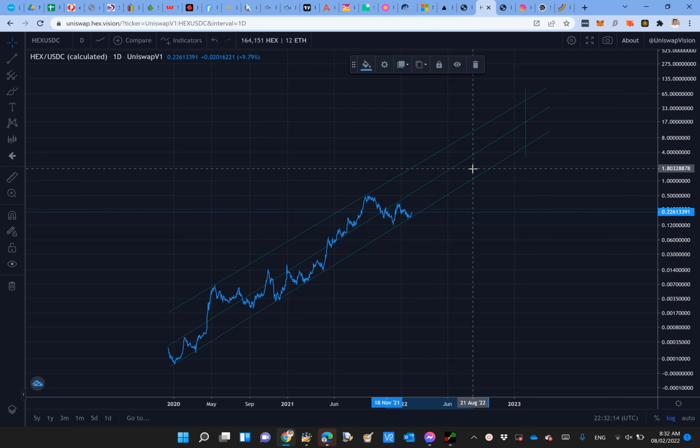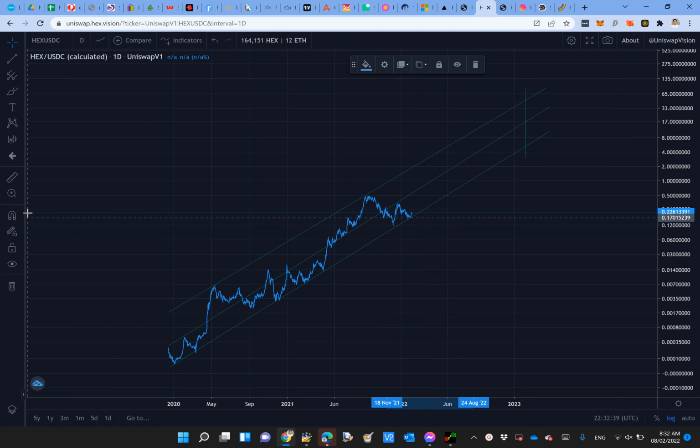Okay, this is the Uniswap version 1 chart, which obviously goes back to the first day when HEX launched. What I've done is I've used the line tool here to draw a bottom trend line, a top trend line, and also a middle trend line where it touches as many points as possible.